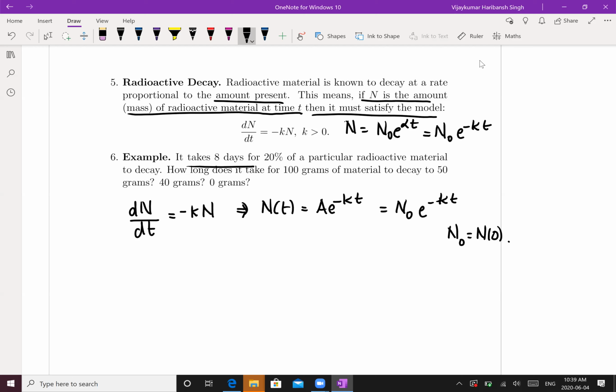So now what is given to us? It is given to us that in 8 days, 20% of the material has decayed away. So n of 8: 20% is gone, so 80% remains. So n of 8 is 80% of n0, which is 0.8 times n0.